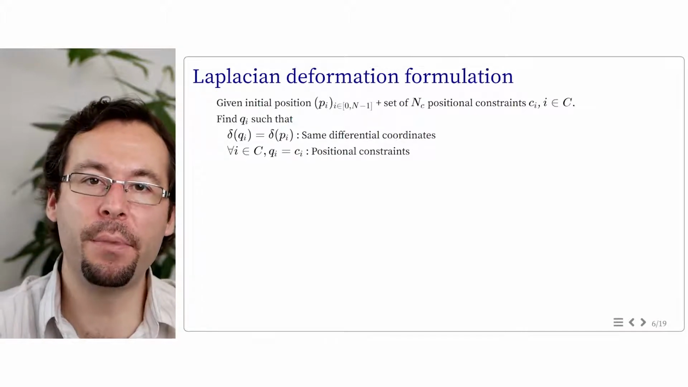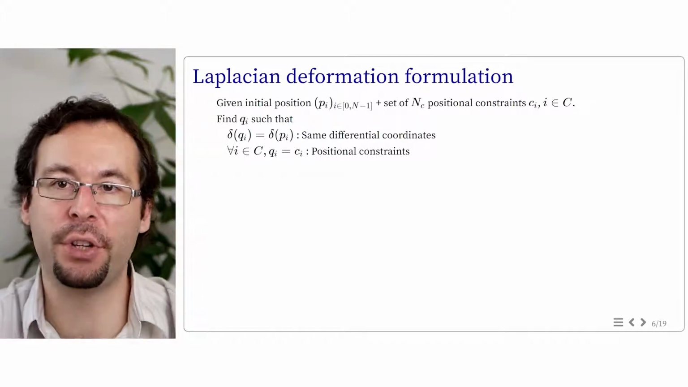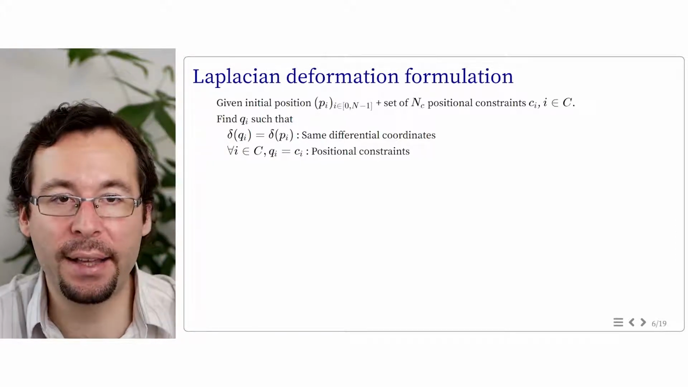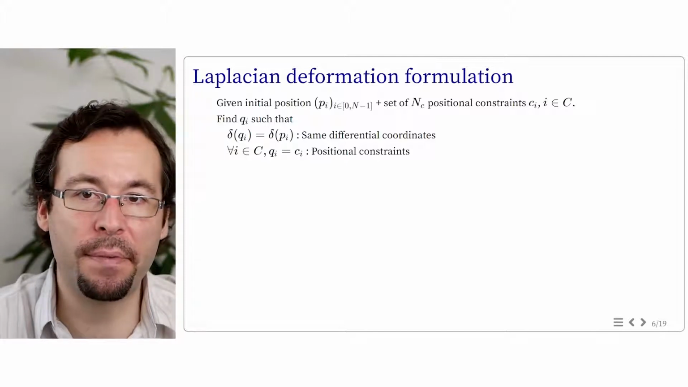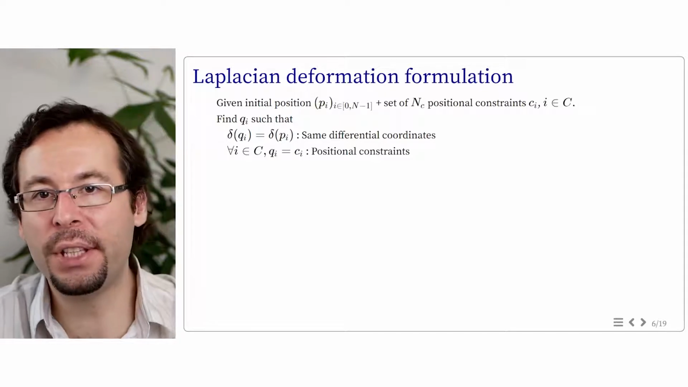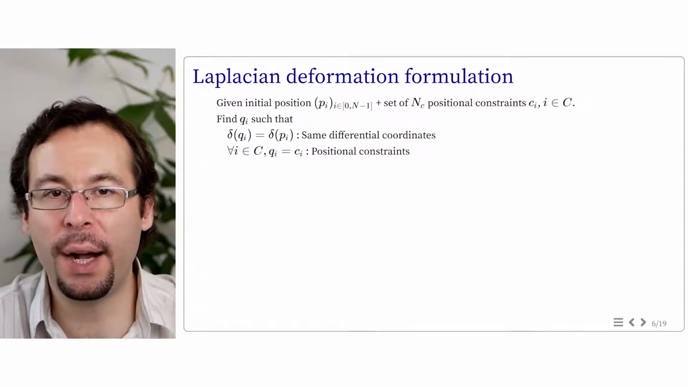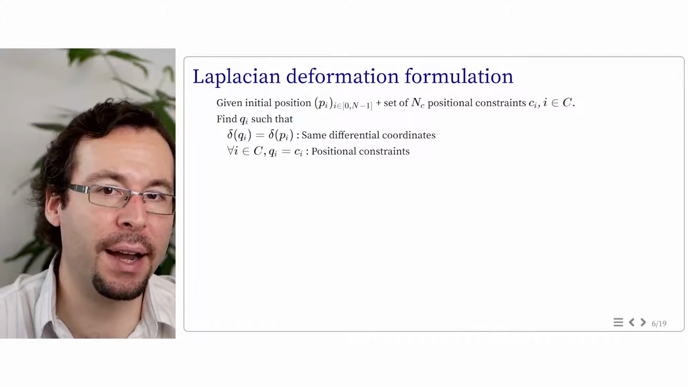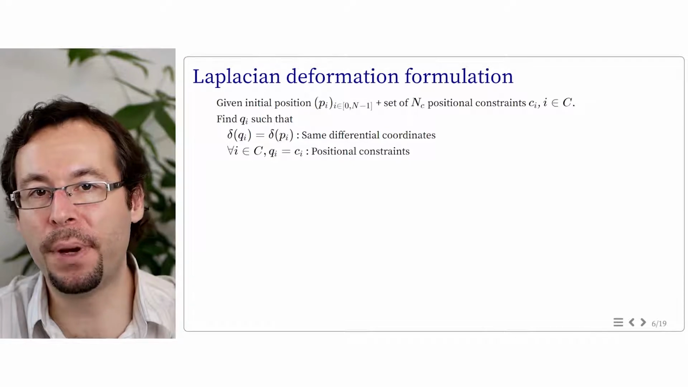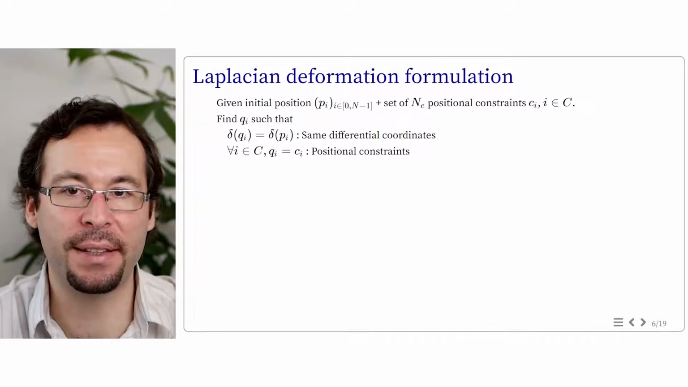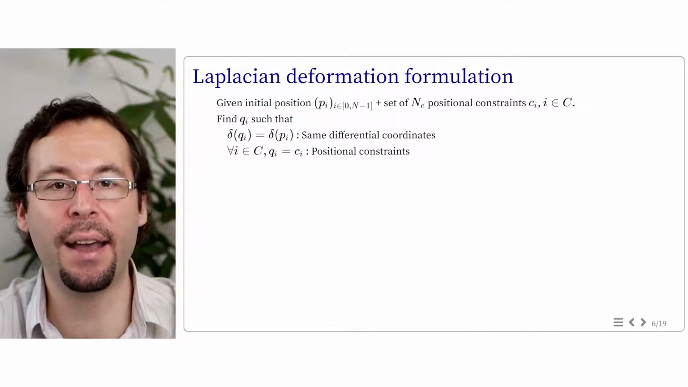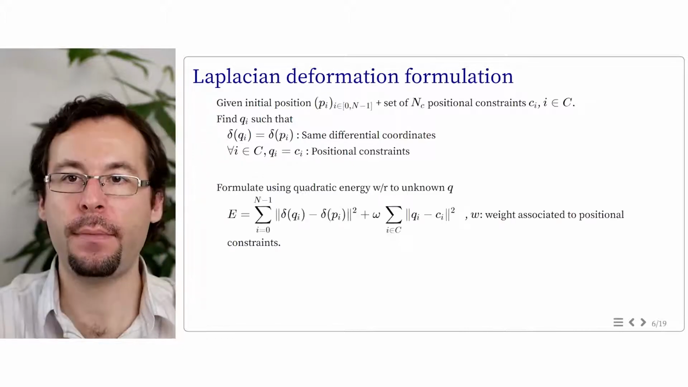Let us now derive the formulation of the Laplacian deformation. So we have as inputs a set of n initial positions pi and a set of nc soft position constraints that I call ci. Our objective is to find new positions qi such that delta of qi is equal to delta of pi, and so we would preserve the differential coordinate of the surface. And we would also like the constraints qi equal to ci for the positional constraints.